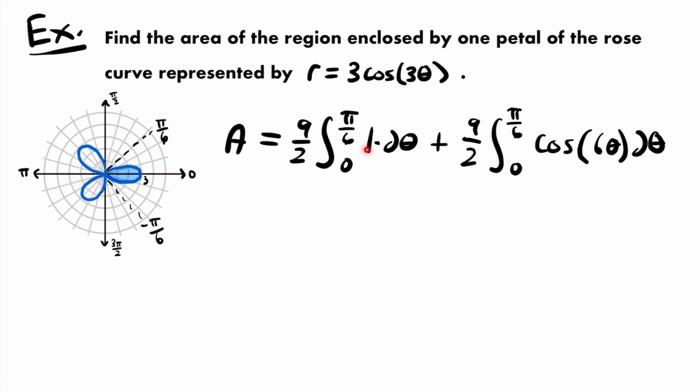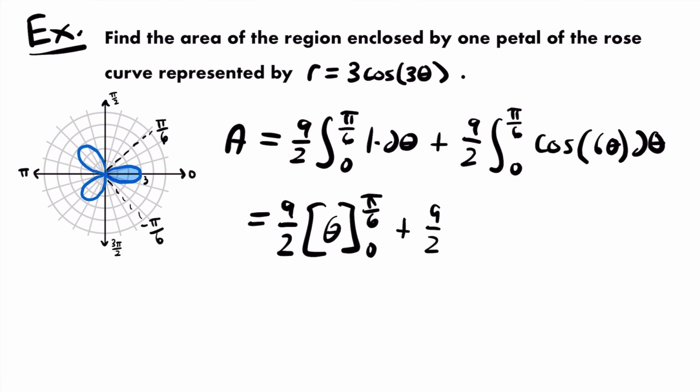The integral of 1 is just theta, so this will be equal to 9/2 times theta evaluated from 0 to pi divided by 6, and then we'll add this to 9/2 times the integral from theta equals 0 to theta equals pi divided by 6. Now I wrote our bounds of integration like that because now we're going to rewrite the rest of our integral in terms of u, and I want you to remember that these bounds of integration are still values of theta. All right, so now let's work on that u substitution process.